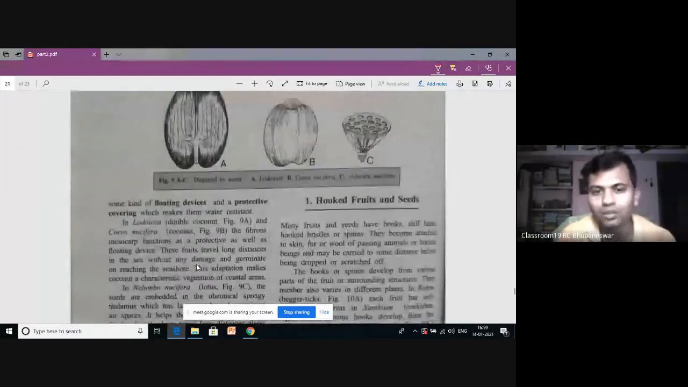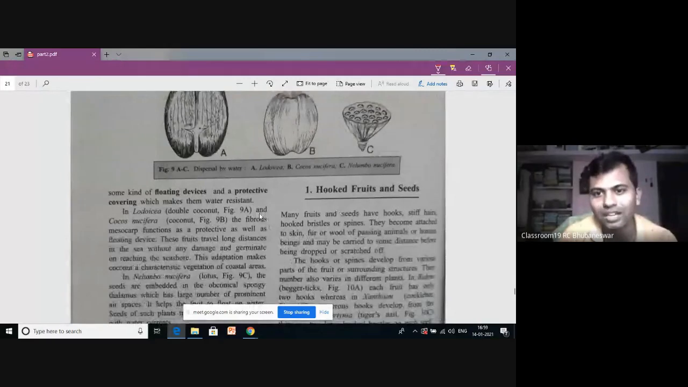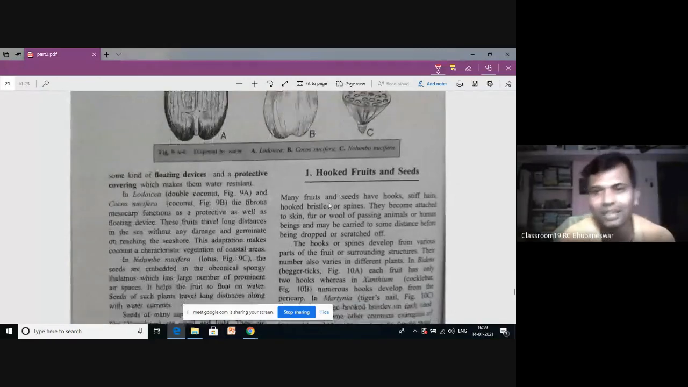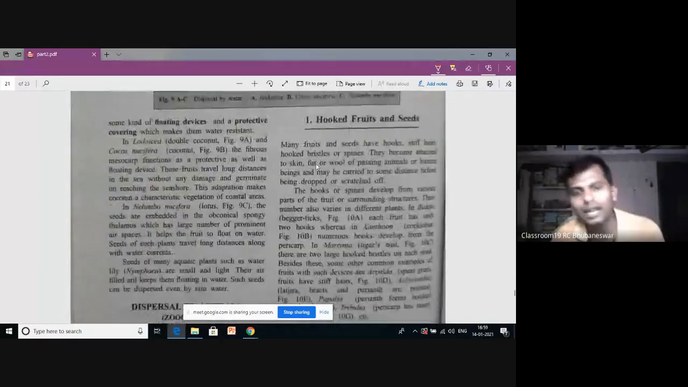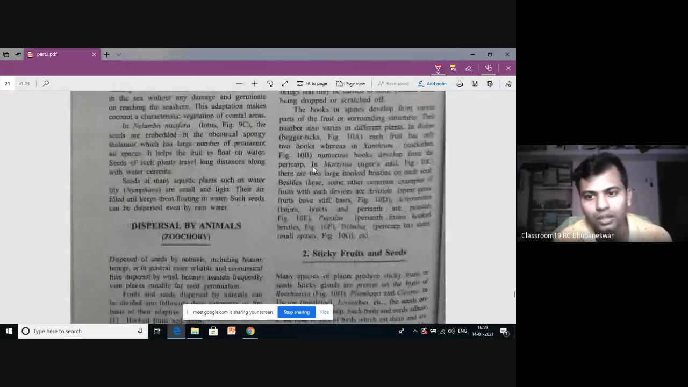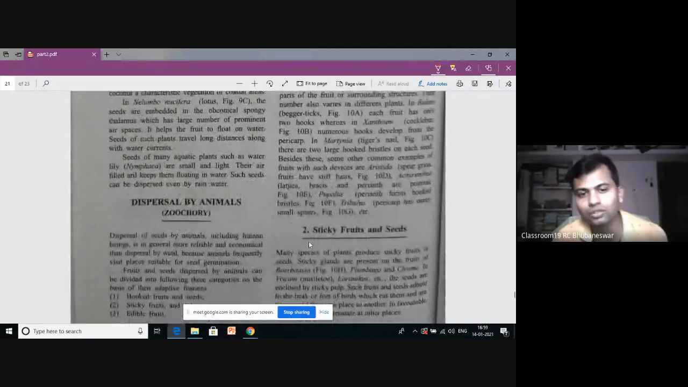Some seeds have hooks. They can move from one place to another place by attaching to animals. This is known as dispersal by animals, zoochory. Zoochory means when the fruit or seed moves from one place to another place with the help of animals.